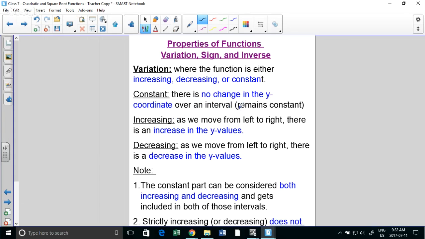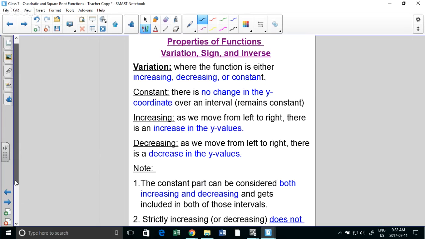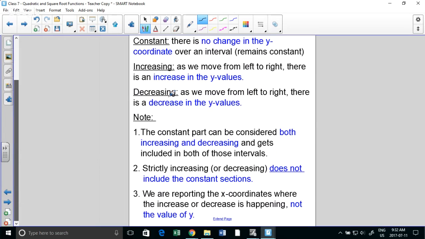Increasing is, as we move from left to right, there's an increase in the y values. Decreasing, as we move from left to right, there is a decrease in the y values. General notes: the constant portion can be considered both increasing and decreasing and gets included in both. Strictly increasing or strictly decreasing does not include the constant sections.